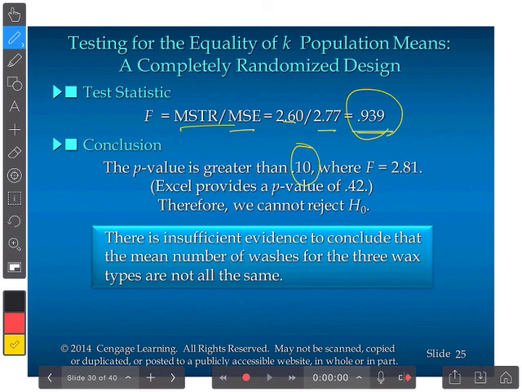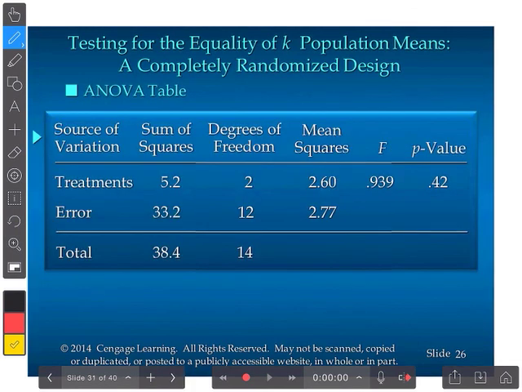So this could be a company that actually spent some money trying to develop these 3 different waxes, only to find out in the end there's really not a big difference between them. So all of that investment in trying to create a better wax really and truly did not really help.